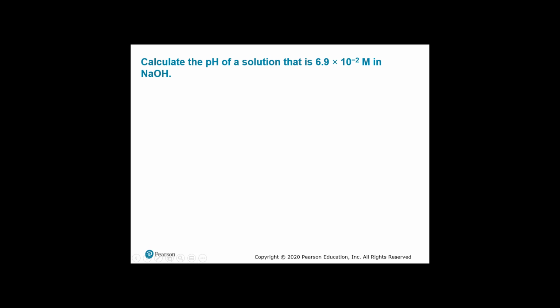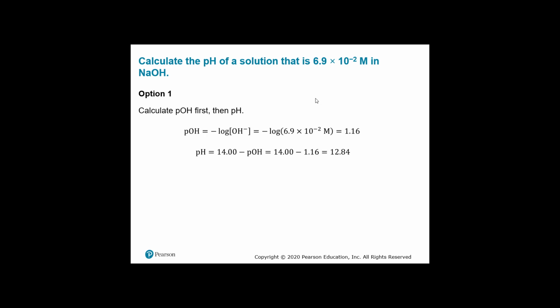Okay, so calculate the pH of a 6.9 times 10 to the negative 2 molar solution of sodium hydroxide. So we have a few things going on here. We need the pH, but pH is based on hydronium concentration, not hydroxide concentration, which is what we're dealing with. So we need to get the hydronium concentration in order to get the pH. There are two ways you can do this, and this problem is going to show you both.